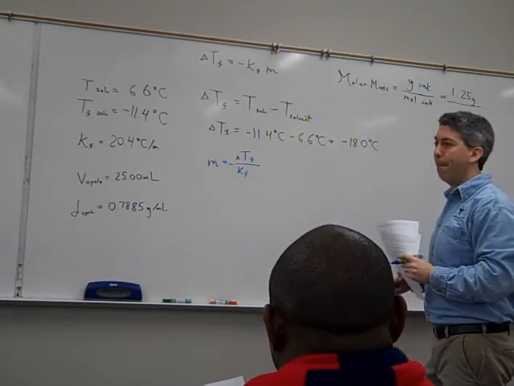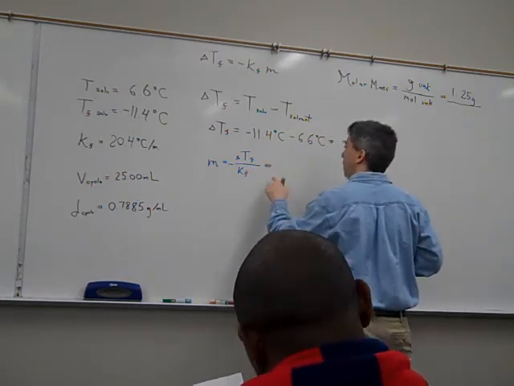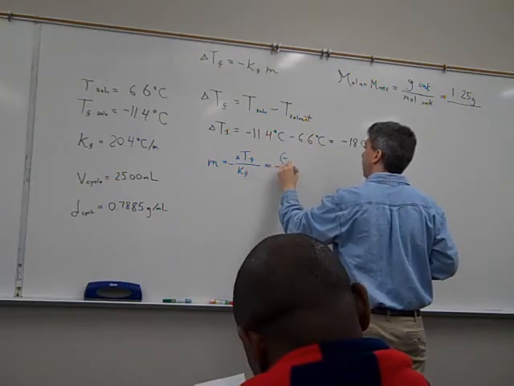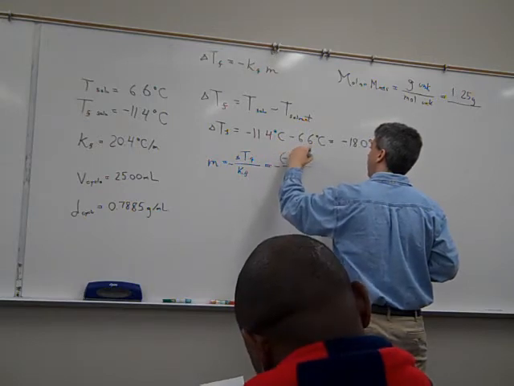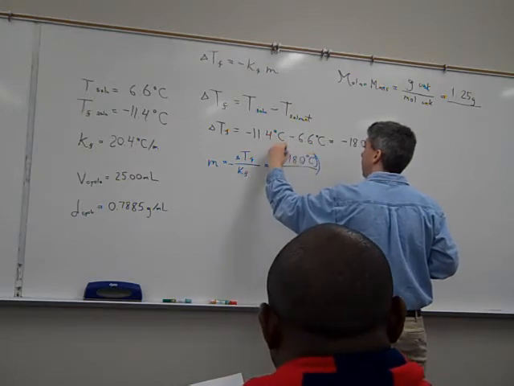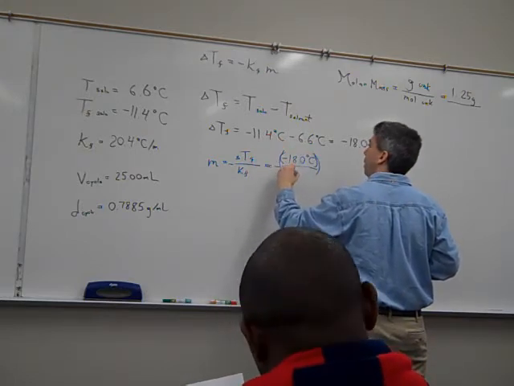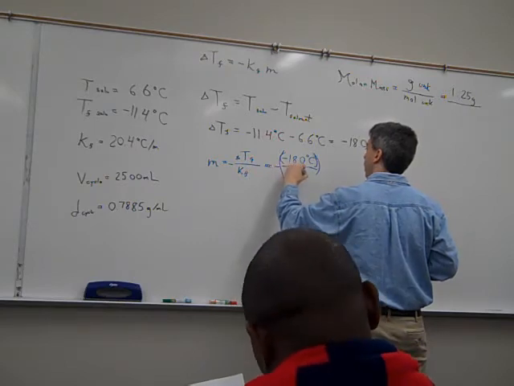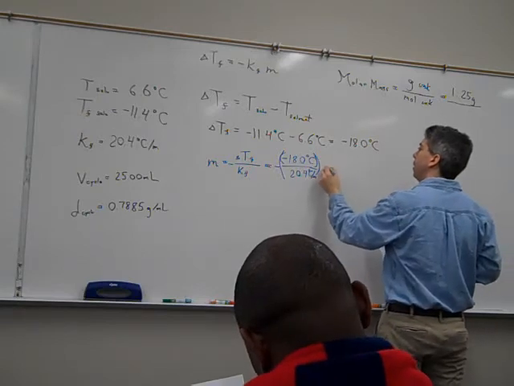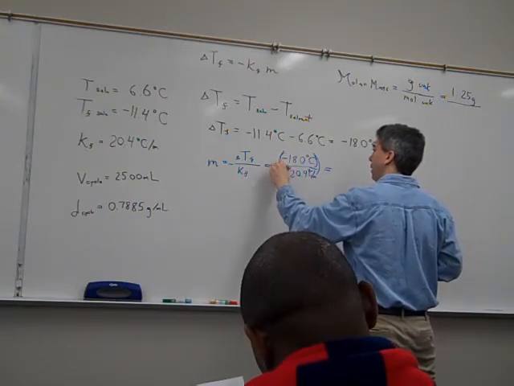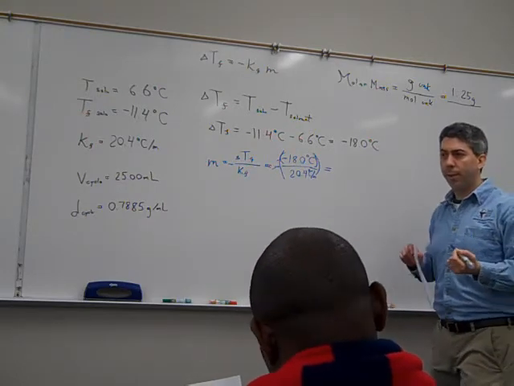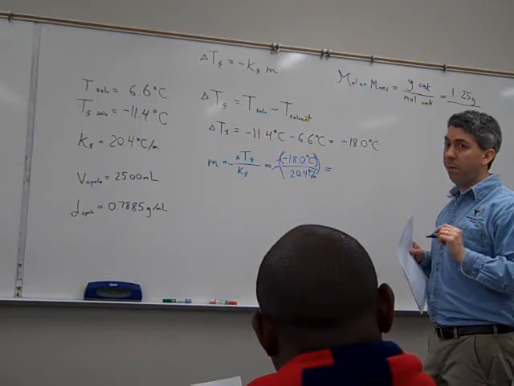Okay. So now I'm just going to plug in the values that I have: a negative 18.0 degrees Celsius up on top, and on the bottom I have 20.4 degrees Celsius per mole. So the two negatives are going to cancel out, and I'm going to end up with what? 1.88.